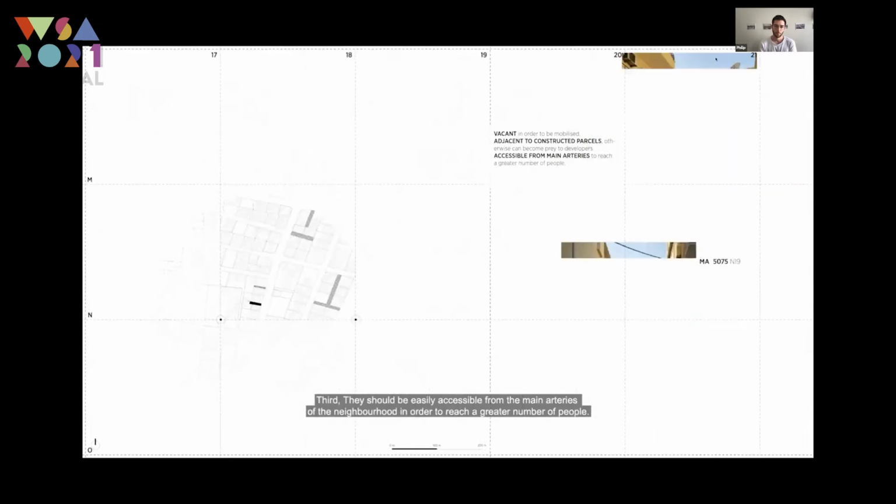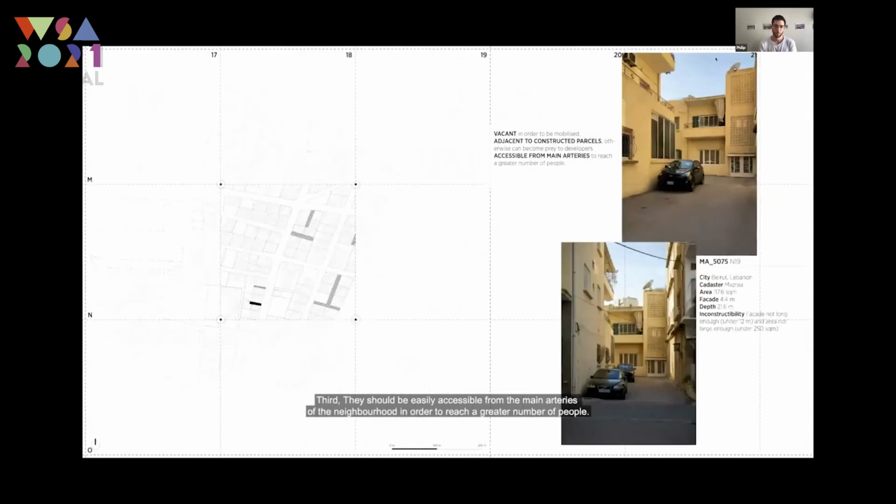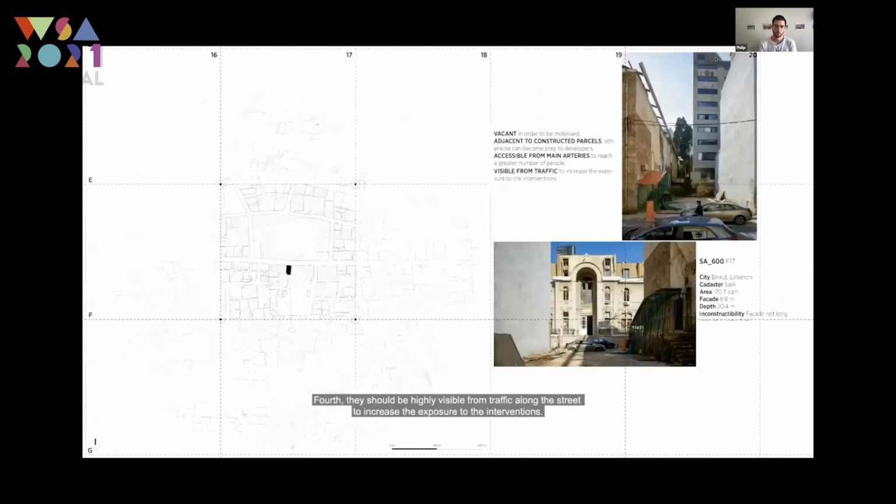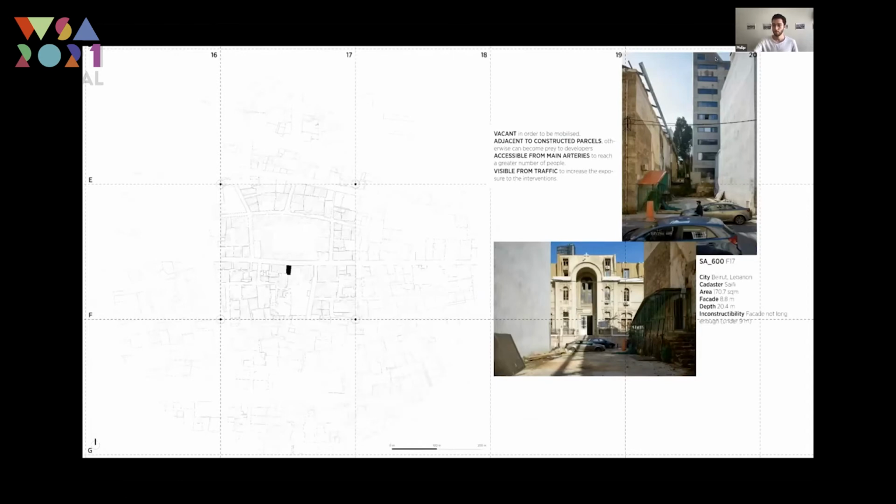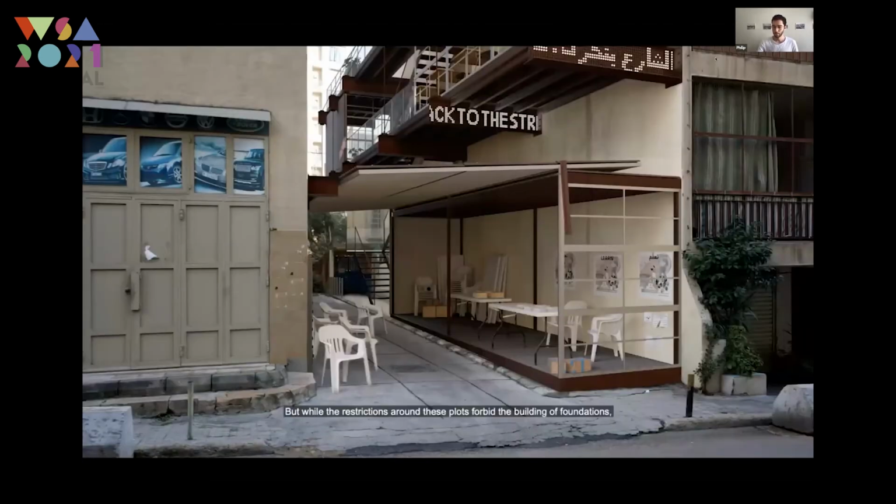Third, they should be easily accessible from the main arteries of the neighborhood in order to reach a greater number of people. Fourth, they should be highly visible from traffic along the street to increase the exposure to the interventions. But while the restrictions around these plots forbid the building of foundations, this project explores the design strategies for the construction of light but permanent infrastructures.